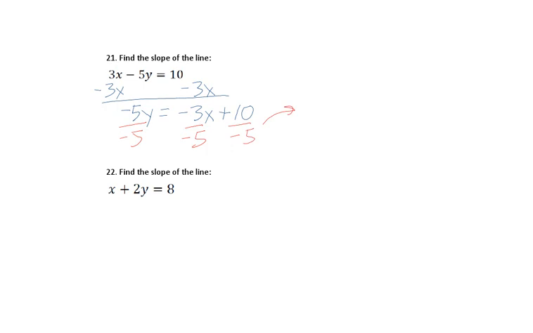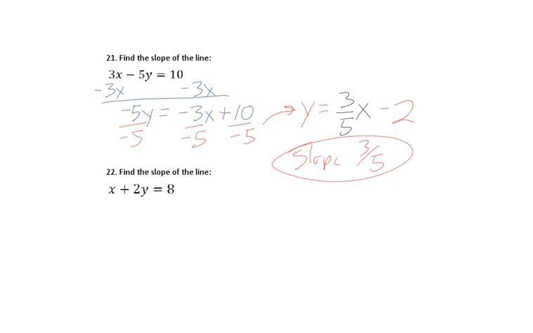So what you're going to get is this: y equals positive 3 over 5x minus 2. So, good news. Our goal was to get y alone, and y is alone. That means whoever's in front of x, that is our slope. So it appears that the slope is 3 over 5.